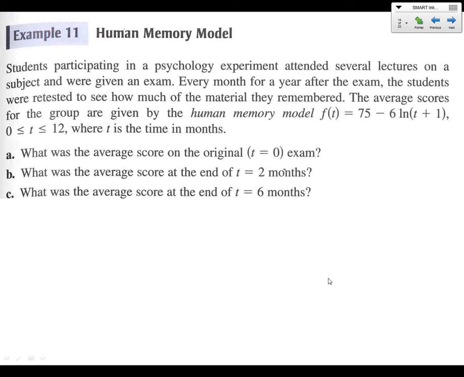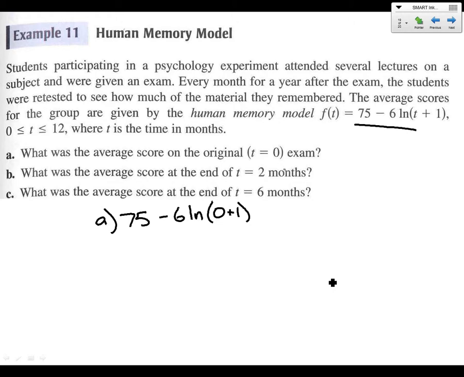All right, last example for 3-2. We're going to do the human memory model, and it's modeled down here at 75 minus 6 natural log of t plus 1. All right, so we want to find the average score on the original exam when t equals 0. So let's take a look here. If we do A, we're going to say 75 minus 6 natural log of 0 plus 1.